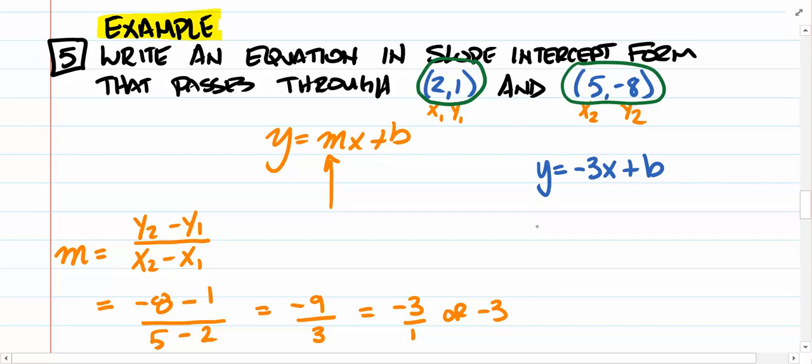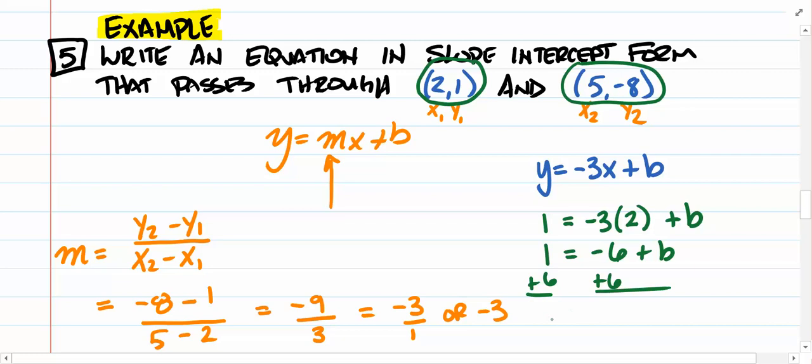So it would look like this. 1 is equal to negative 3 times the value of x, which is 2, plus b. This is going to allow me to solve for b. So now 1 is equal to negative 6 plus b. I'm going to add 6 to both sides, and I'm going to see that 7 is equal to b.